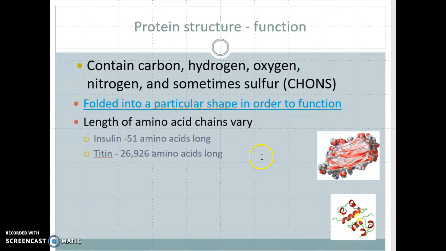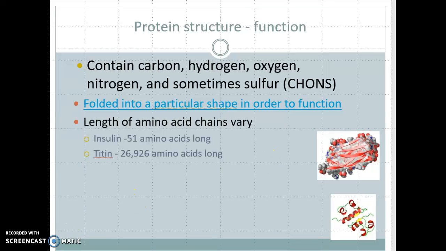So remember, the shape is really important. The amino acids are combined in a chain, and the chain might look like a necklace, just a straight chain, kind of like we talked about with glucose chains. But usually amino acid chains are then folded back on themselves to become a three-dimensional shape, and that is another thing that gives them their special function.